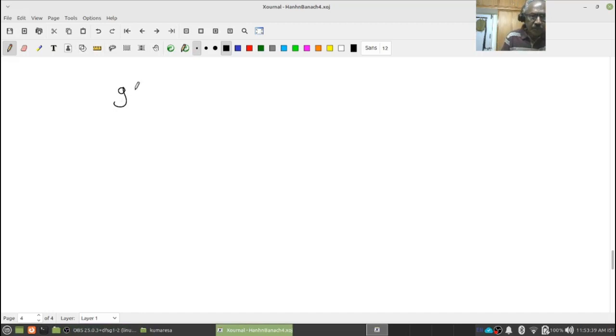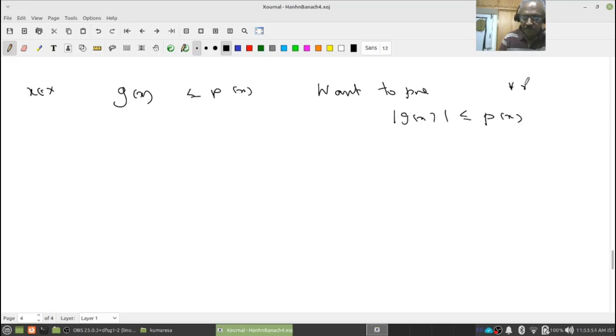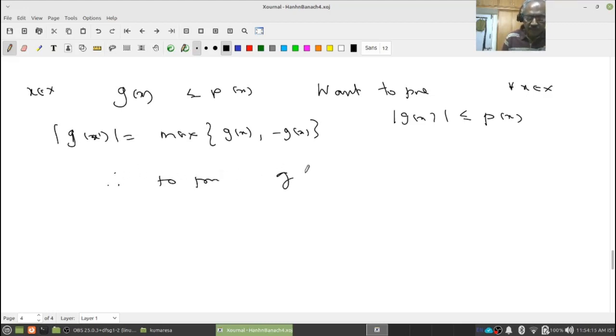What we have proved is that G of x for all x in X is less than or equal to P of x. But what we want to prove is mod G of x is less than or equal to P of x for all x. Remember, G of x is real, therefore mod G of x has to be either G of x or minus G of x. This is our definition of modulus. Therefore, I have to prove that minus G of x should be less than or equal to P of x. Is it true?